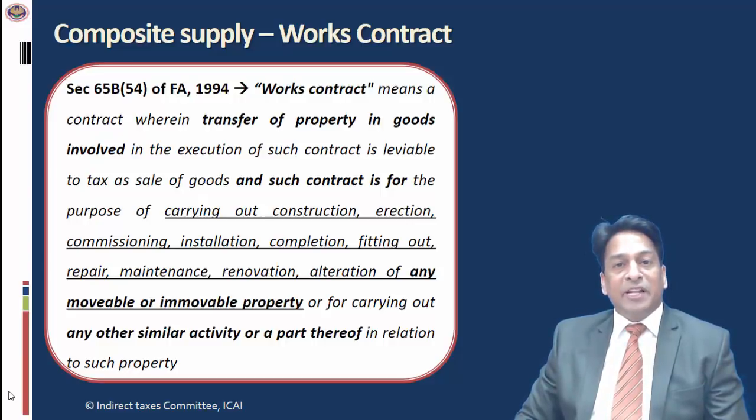What is the works contract definition in the Finance Act 1994? Works contract means a contract wherein transfer of property in goods used in execution of the works contract is leviable to sales tax, which includes construction, erection, commissioning, installation, completion, fitting out, repair, maintenance, renovation, alteration of movable or immovable property. So prior to GST, works contract consisted of both movable and immovable.